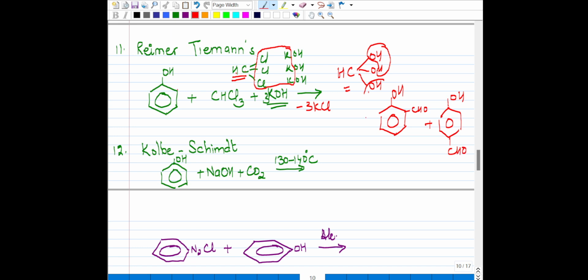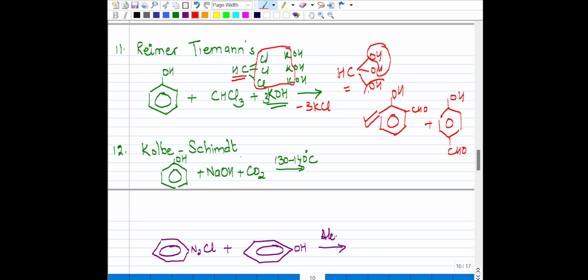Okay, so this ortho position product is known as salicylaldehyde, right? So this hydroxy benzaldehyde is there. This is salicylaldehyde, which is important and used for preparing medicines, especially analgesic medicines or painkiller medicines.